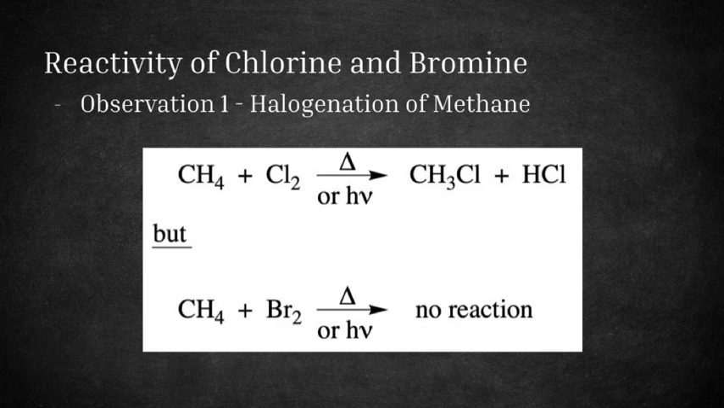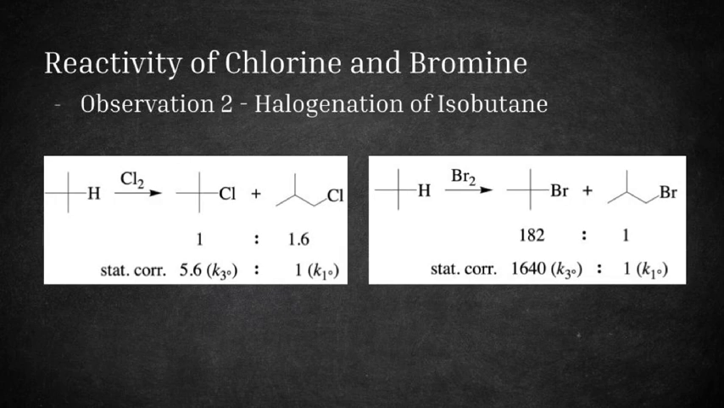In contrast, bromination does not occur, suggesting that the hydrogen abstraction step in bromination is endothermic, requiring more energy to proceed. As a result, bromine is less reactive and more selective, favoring reactions that form more stable radicals. Observation 2 makes a similar suggestion.